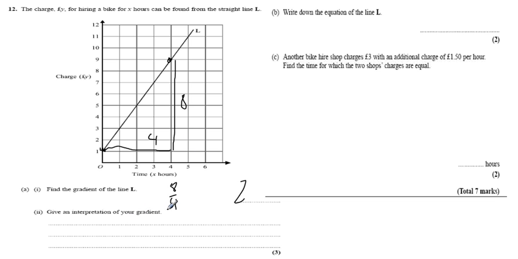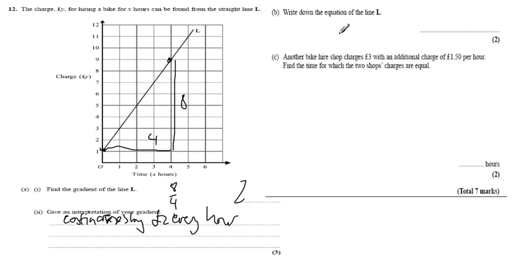And the gradient is how much y goes up every time x goes up by 1. So basically, every time the number of hours increases by 1, it looks like the charge goes up by £2. So the cost increases by £2 every hour. I don't know what else they really want us to say. Take a look at the mark scheme in case I haven't covered it.